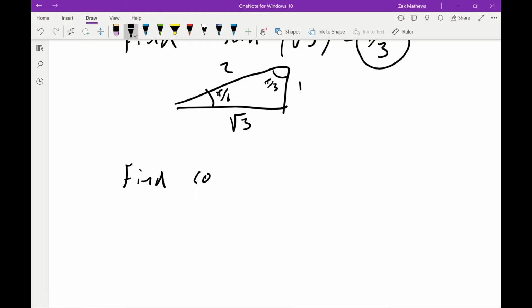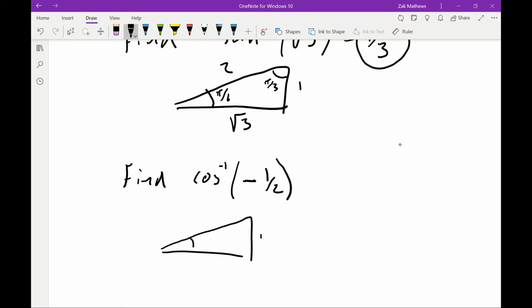Let's take the inverse cosine of negative 1/2. So this time we have a negative. Let's first think about the 1/2. So I'm going to ignore that negative for just a second. When do I see the ratio of sides of 1 over 2? Well, that would be at pi over 3. The adjacent is 1, and the hypotenuse is 2. So it's going to be pi over 3 or close to.